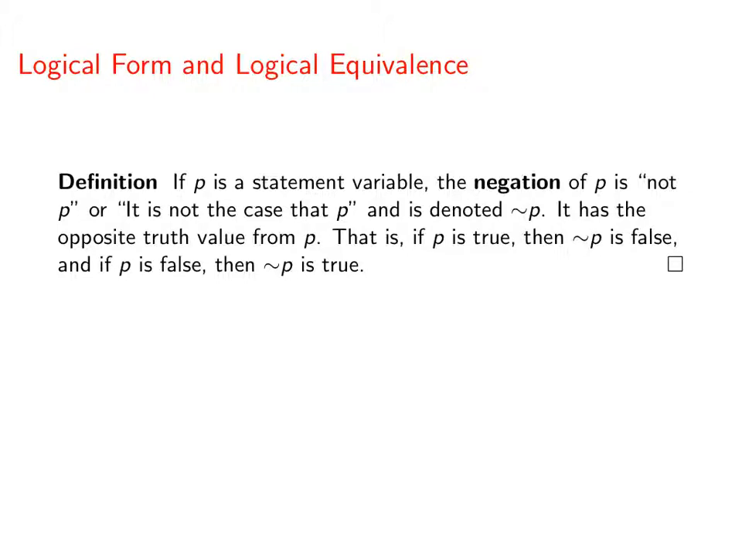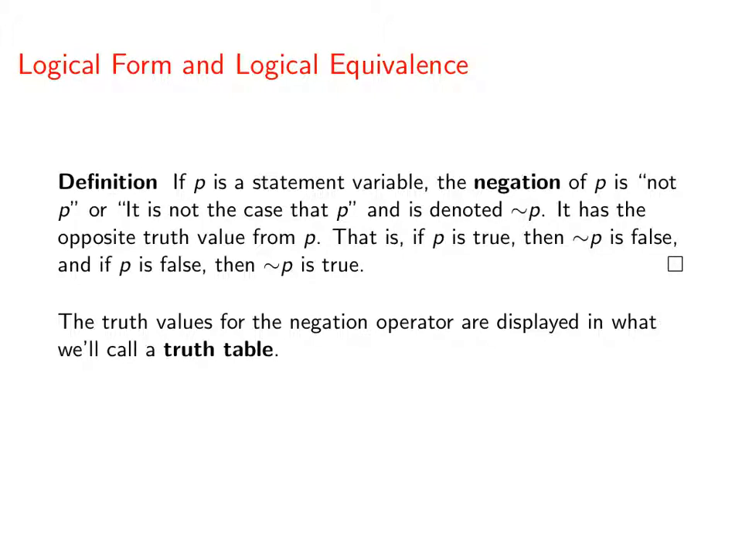So let's make a definition. If P is a statement variable, then the negation of P, which we'll call not P, and is denoted with the squiggly P that we talked about before, has the opposite truth value from P. That is, whenever P is true, then not P is false. If P is false, then not P is true.